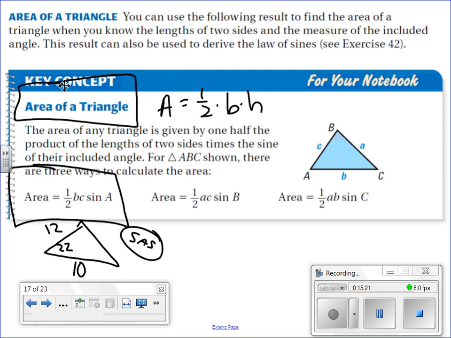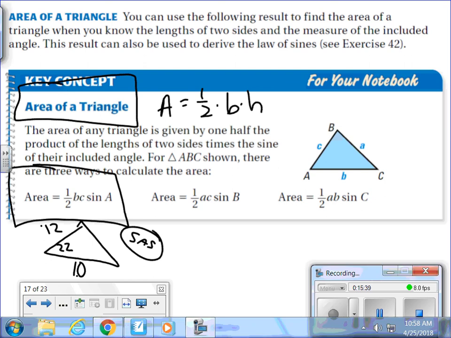Wait, so you just do 1/2 times 12 times 10 times cosine 22? Or, sorry, sine 22. So they have this version rewritten to fit every possible scenario. I don't bother writing it down 3 times, I just understand how it works.